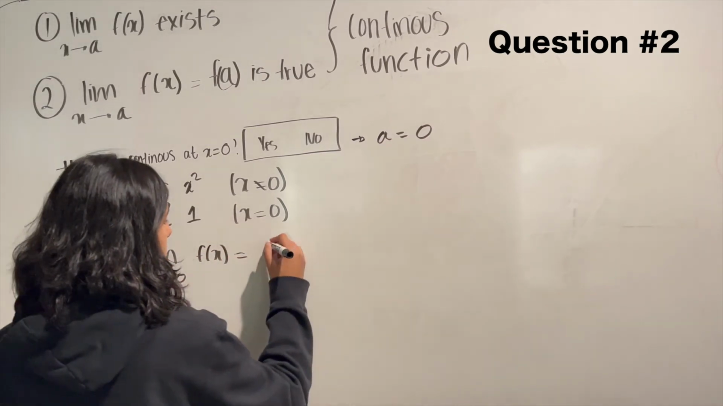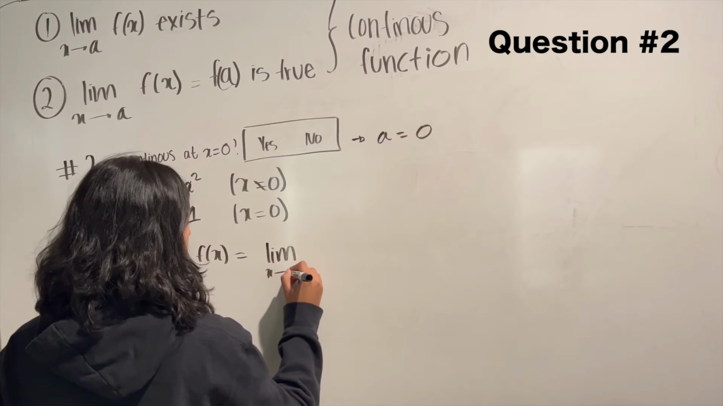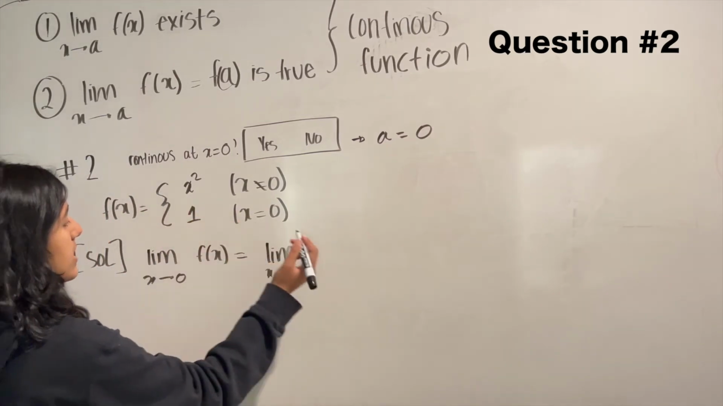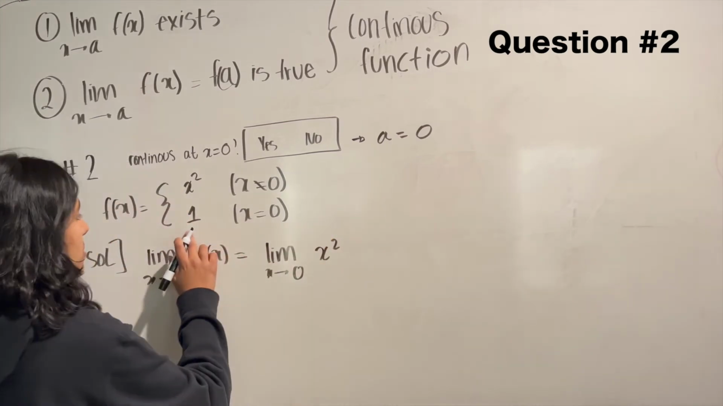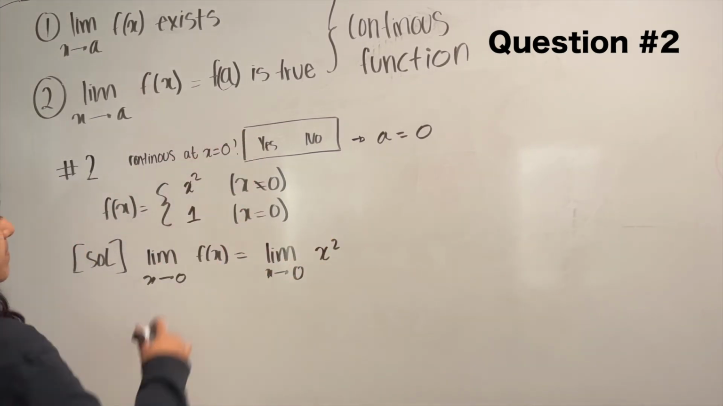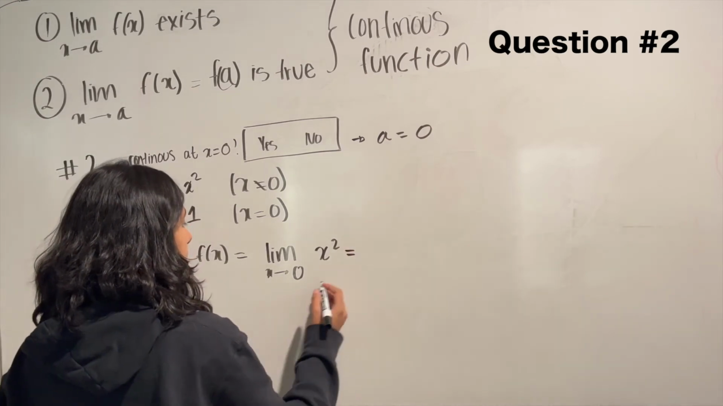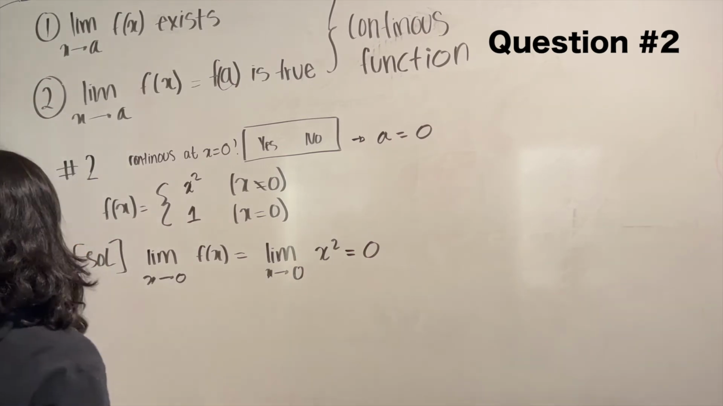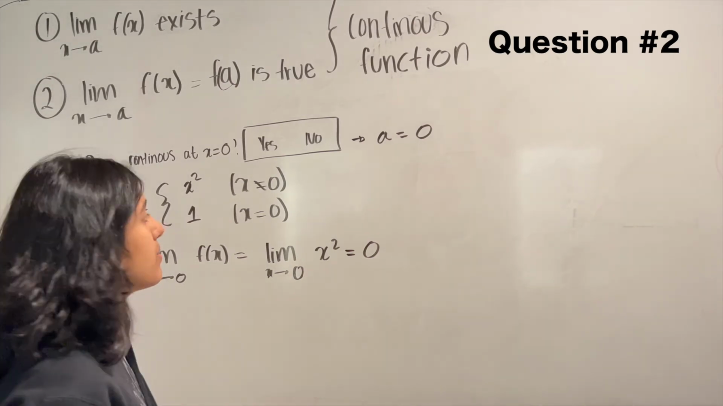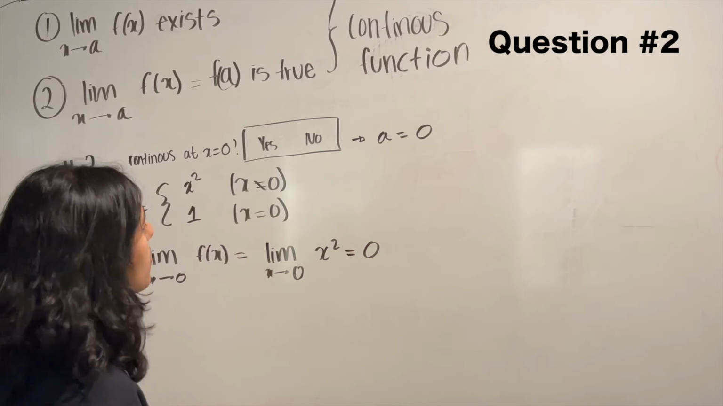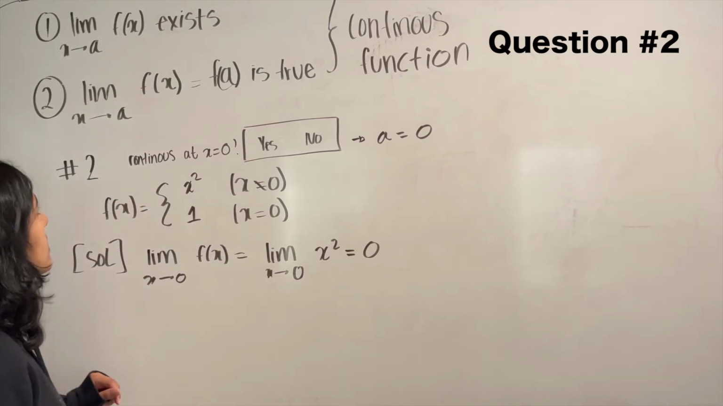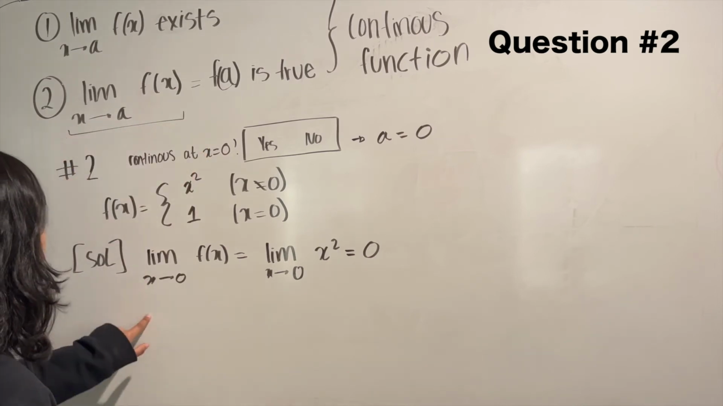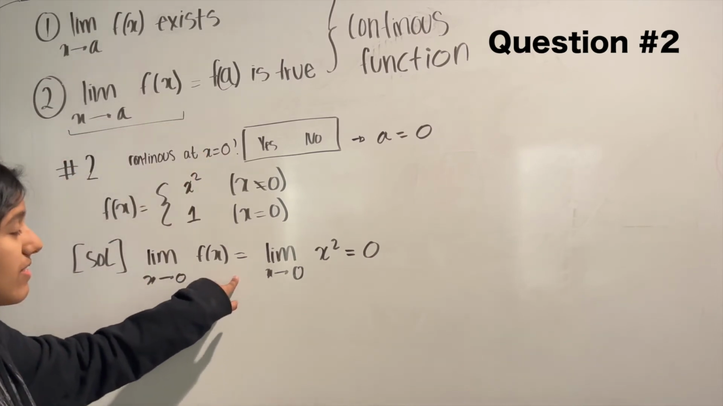Let's solve this. So this is also the limit as x tends to 0 of f of x. We know that as x tends to 0, we take this one, x squared, because we will use this other part for f of a. So then we get 0, since we just replace x with 0. So it does exist, we get 0, so we say that condition number 1 is true. We also somewhat completed the left side of condition number 2, since we found the limit as x tends to 0 of f of x.